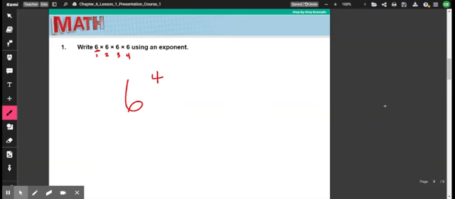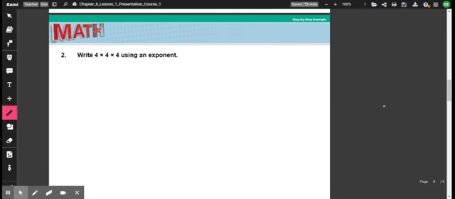All right, if we look at number 2, which is also on page 434, we have 4 times 4 times 4 using an exponent. So again, our base is going to be 4 because that is the number that we are multiplying. And since we are going to be multiplying it 1, 2, 3 times, we're just going to put a little 3 up by the 4. All right.